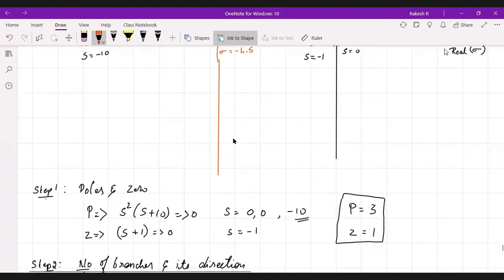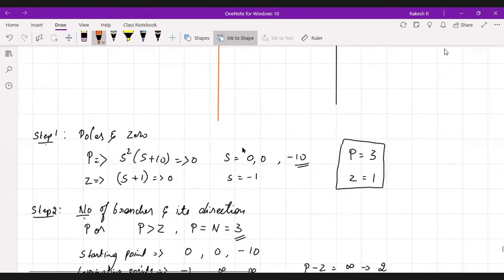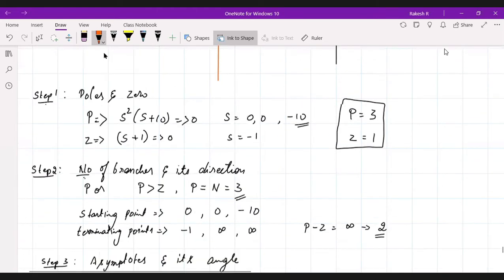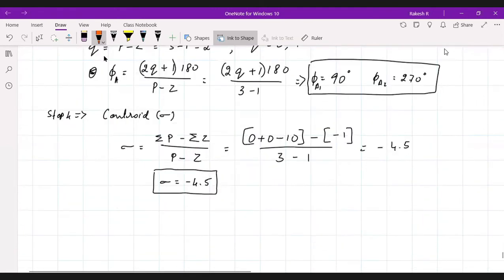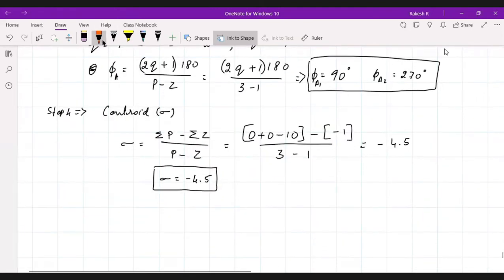We need to determine the segment on real axis which belongs to the root locus. That is step 5. Step 5 is to determine the segment on real axis.